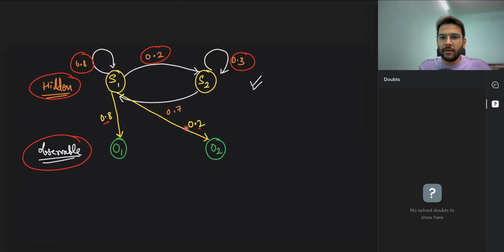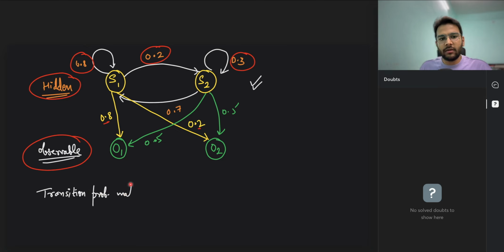Now similarly here also, from S2, there is some probability over here, let's say 0.5, and from here to here also, let's say it is 0.5. Just for a random example I'm taking. So this is what it is talking about. If I ask you to write the transition probability matrix from this given graph, can you write it?